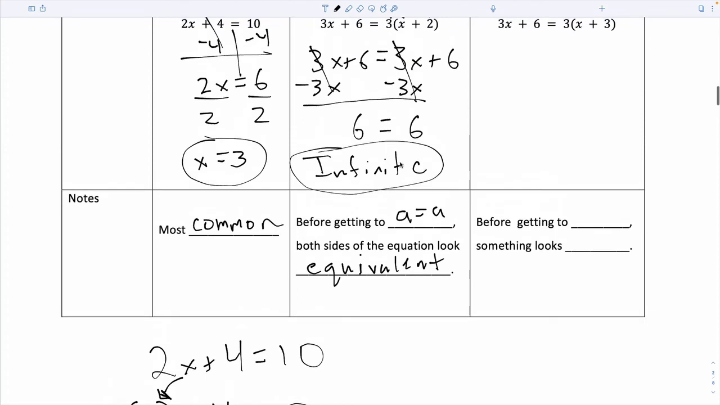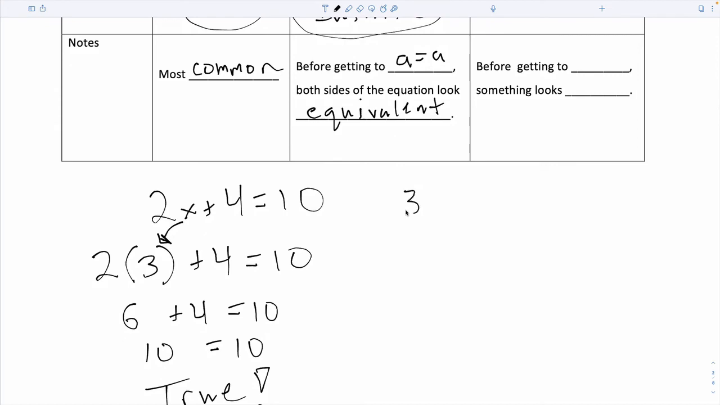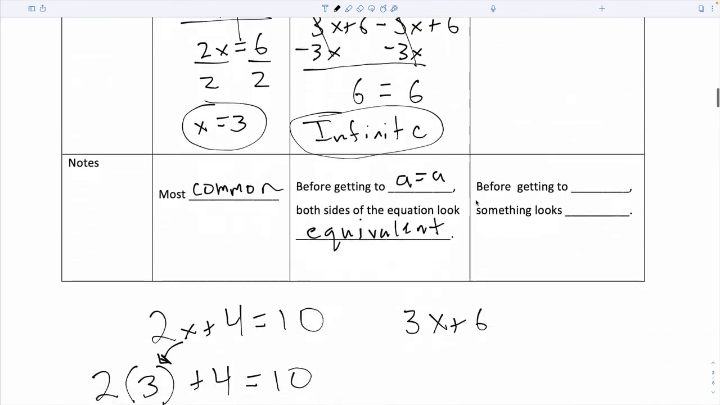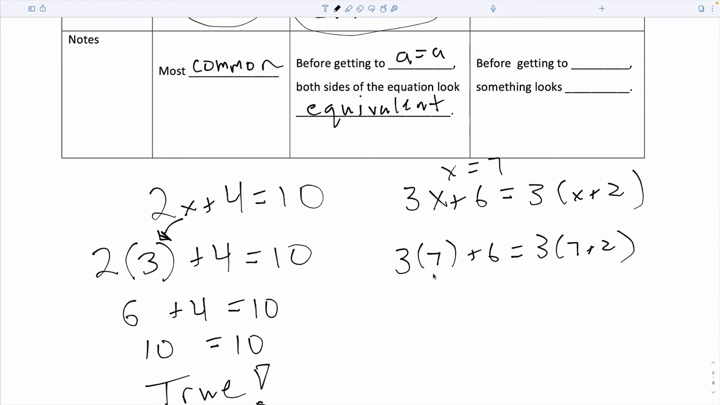Okay, don't write this, but look at the board. Give me a number, Tennyson. Give me a number, Jacob. Don't write it. Watch. So we're going to do x equals 7 first. 3 times 7 plus 6 equals 3 times 7 plus 2. 3 times 7 is 21, plus 6 is 27. 7 plus 2 is 9. 9 times 3 is 27. Did x equals 7 work for this solution? Yeah, it made it true.